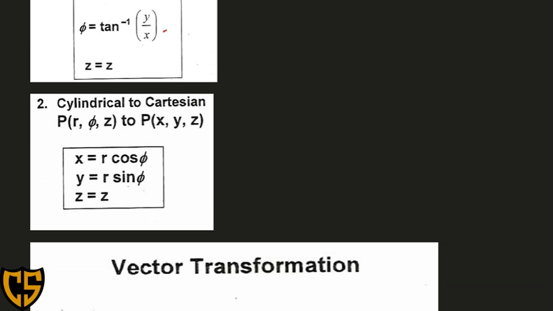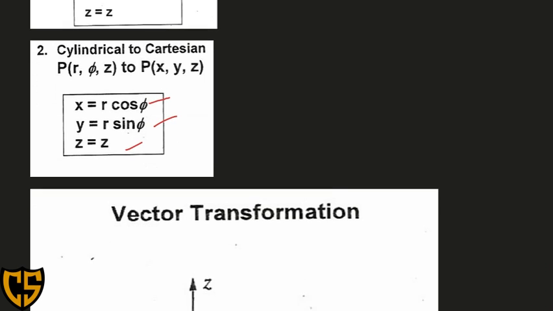We can also convert from cylindrical to our Cartesian or rectangular coordinate system. To find the value of x from cylindrical, it is r cosine of your angle. For y, r sine of your angle, and z will still be the same. So if we can convert our points from cylindrical to Cartesian and from Cartesian to cylindrical, of course we can also transform the vectors from one system to the other type of system.